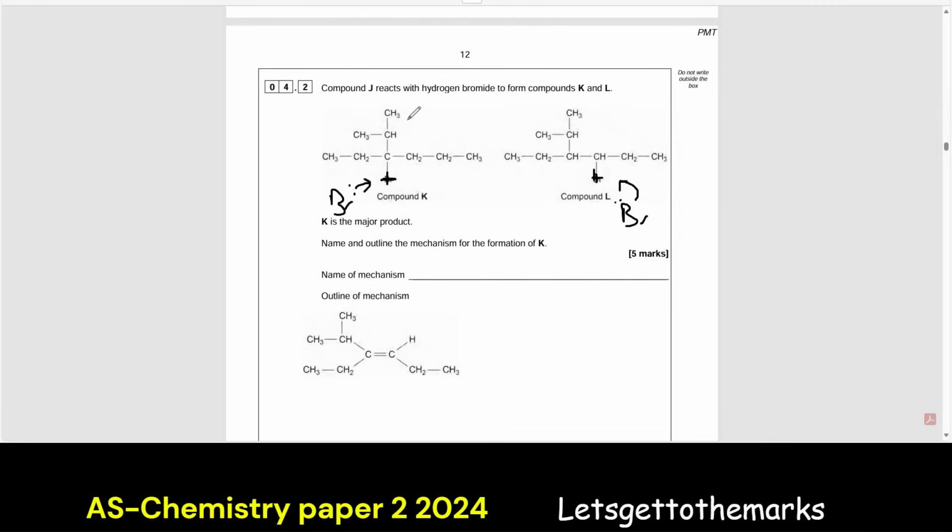And the reason why this intermediate, this carbocation is most likely to form is because this is a tertiary carbocation. It has three alkyl groups attached. All of these are kind of electron donating, and so they stabilize the positive charge on that carbon atom. Okay, let's go put that into words.